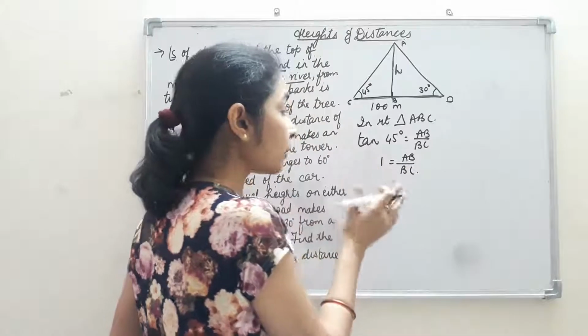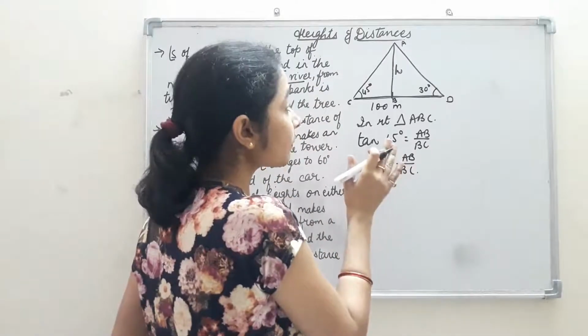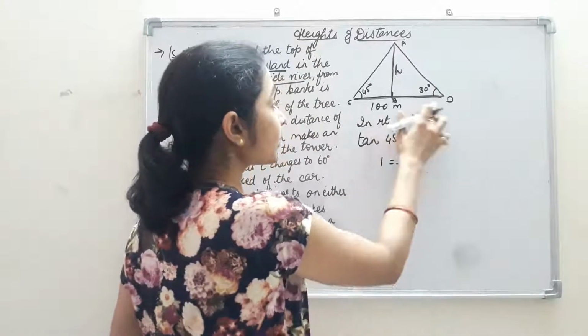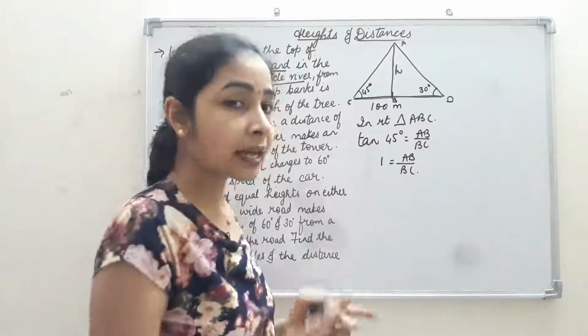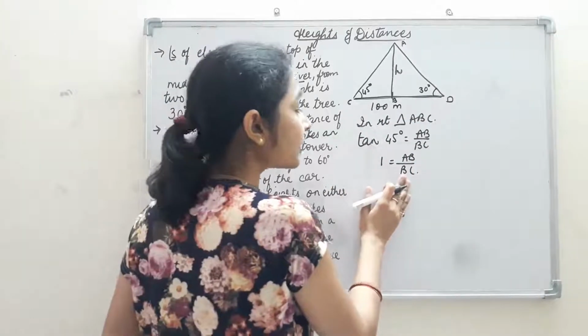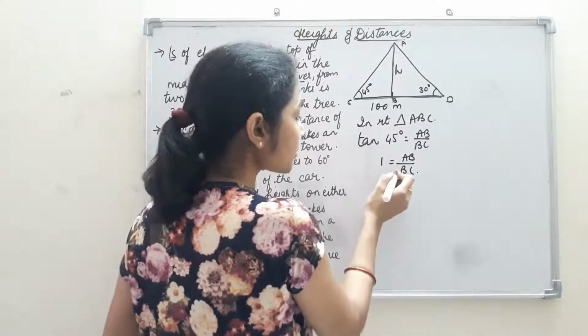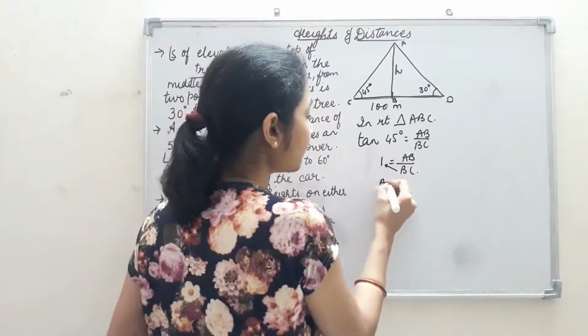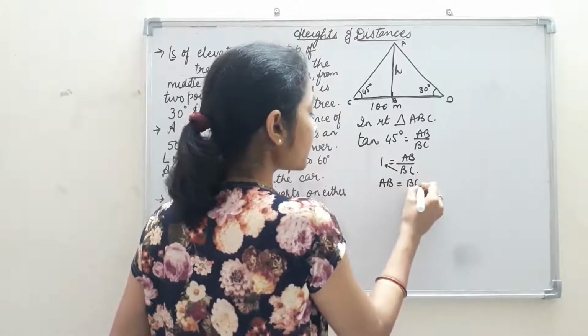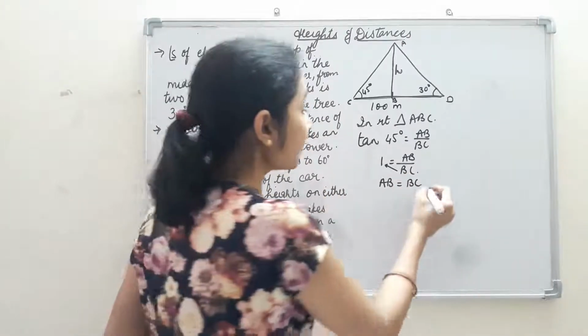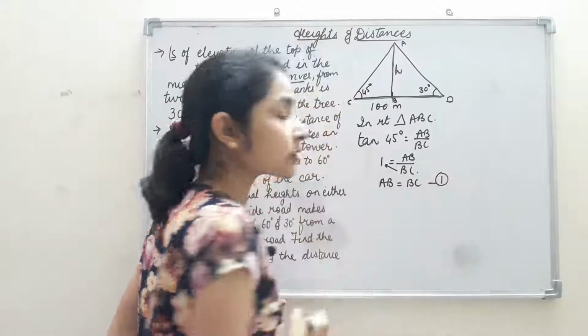We don't know the value of either of them. Here we know that the whole width is 100 meters, but we don't know the value of BC as such. So let it be as it is, BC, and we'll just cross multiply it. What do we get? AB is equal to BC. We'll substitute this value somewhere, but right now we'll just call it equation number 1.